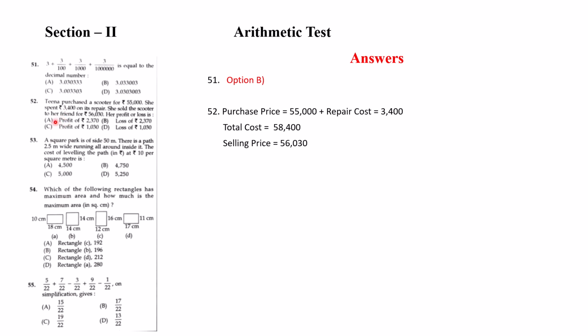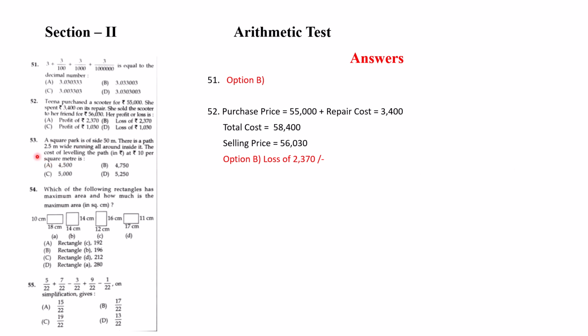Therefore, options A and C are eliminated. Now we just need to check whether it is option B or D. If we subtract this roughly, it is clearly visible that there is a difference of around 2000. Therefore, option B would be the right answer. You can just subtract that and check. So option B, loss of 2370 rupees.